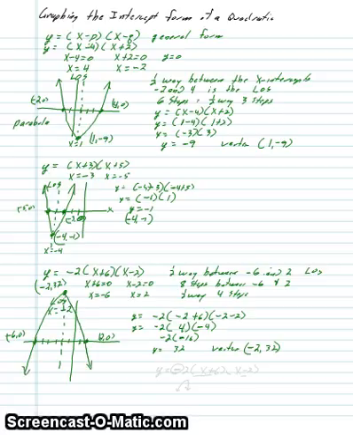Now, I know that it's going to open down because I have negative 2, x plus 6, x minus 2. This negative in front of the two parentheses tells me that my parabola is going to open down. If I have a positive in front of the two parentheses, the parabola is going to open up. So there's graphing the intercept form of a quadratic equation.